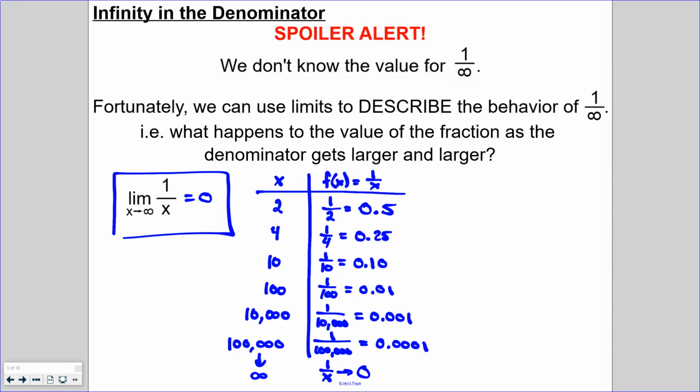I just want to make one side note here. We just proved that the limit of 1 over x equals 0. We did not show that 1 over infinity equals 0. That is still not true. 1 over infinity is not 0. But as the denominator gets larger and larger and larger, the fraction gets closer and closer to 0, which is why we need to talk about the limit as opposed to the actual value.